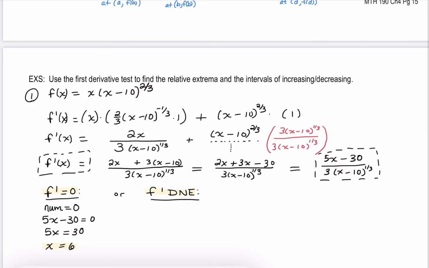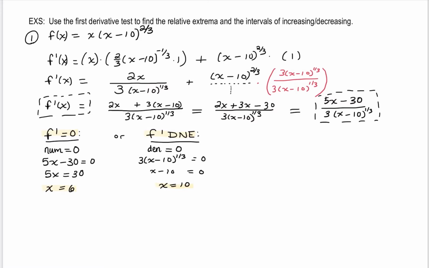Now, where f prime does not exist, that's going to be wherever a denominator could go to 0. And so we have 3 times the quantity of x minus 10 to the 1/3 equal to 0. However you want to think about that, divide by 3, cube both sides, but basically this is only going to go to 0 when that binomial x minus 10 goes to 0. And of course that is going to be at x equals 10. So here's our other critical point.